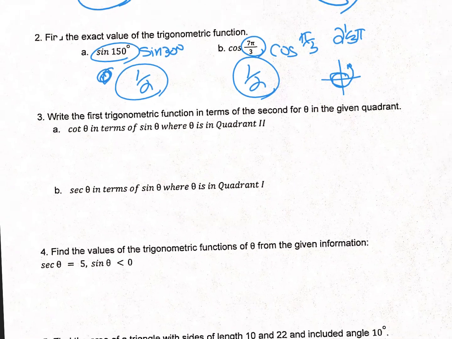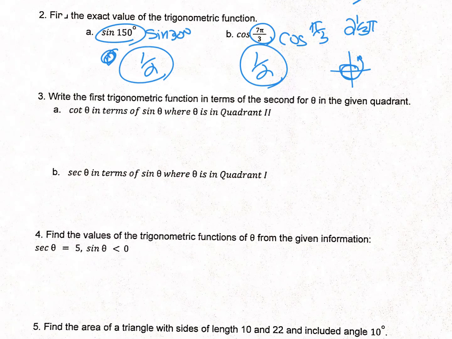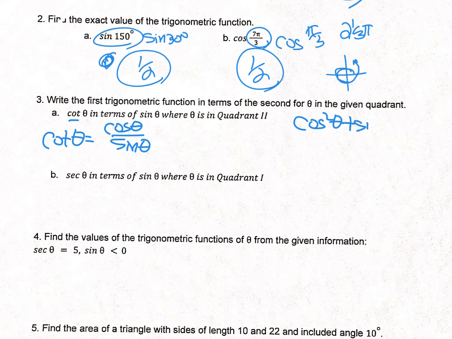Number 3, two parts of this one also. Write the first trig function in terms of the second for the given quadrant, which means I got to write cotangent with just sine. So here's what I know about cotangent. I know that cotangent is cosine over sine. So what I basically have to do now is get rid of that cosine and replace it with sines. And here's what I know from another identity: cosine squared plus sine squared is 1. If I take that sine squared over, that gives me cosine squared is 1 minus sine squared.